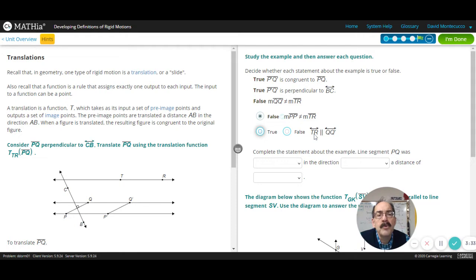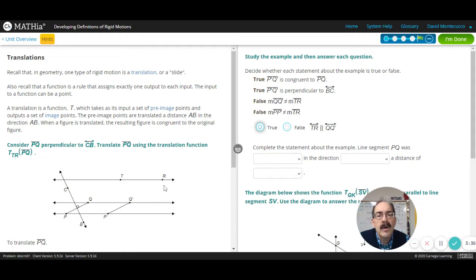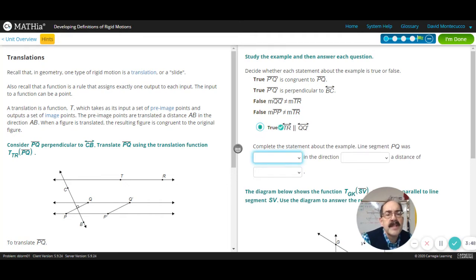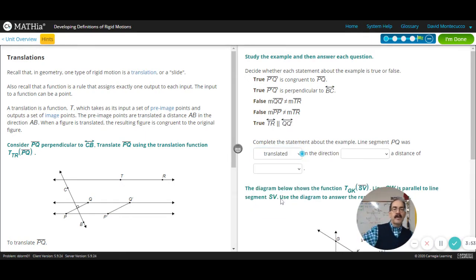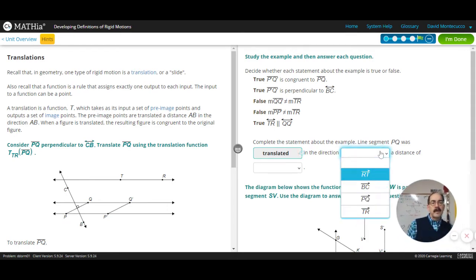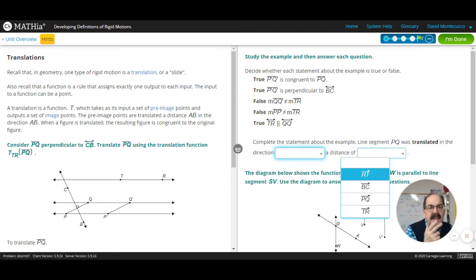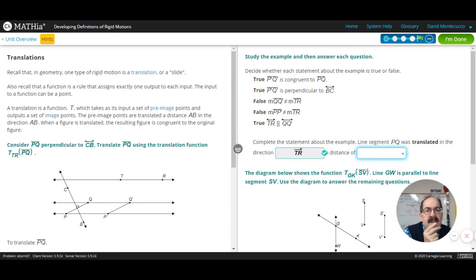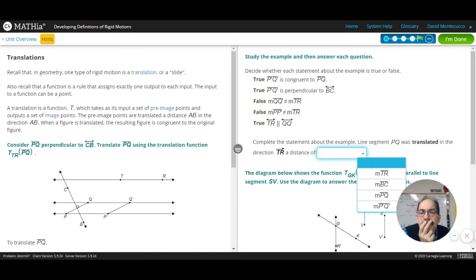Okay, TR is parallel to QQ. Parallel, absolutely they're parallel. Okay, because we slid them. True. Complete the statement about the example. Line PQ was translate. All we did was slide in the direction of TR, because we followed TR, a distance of TR.